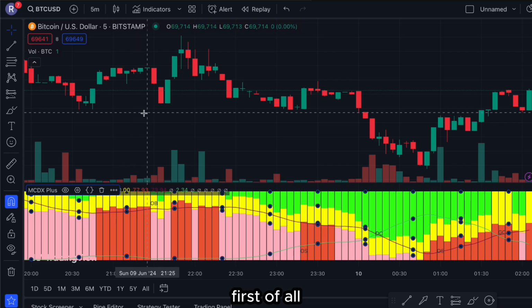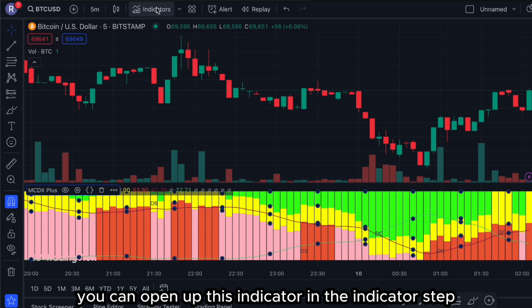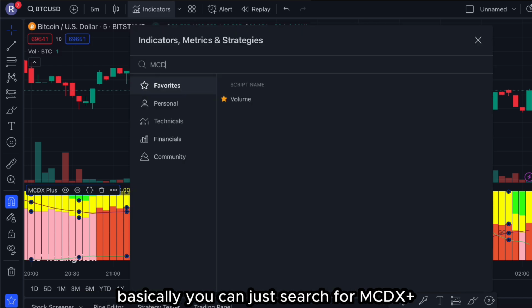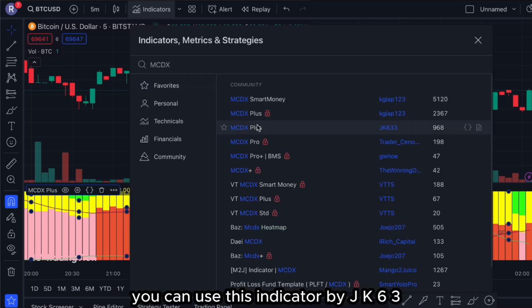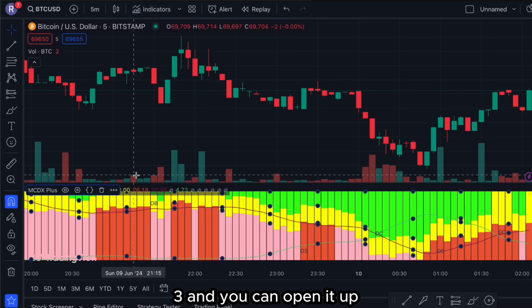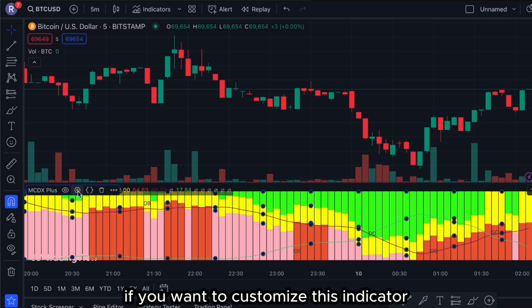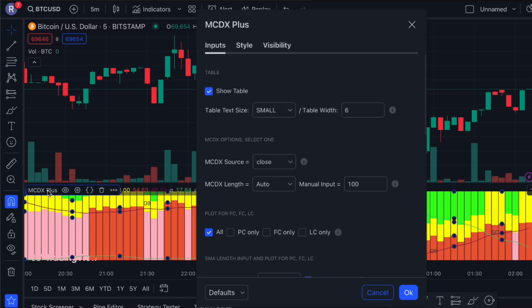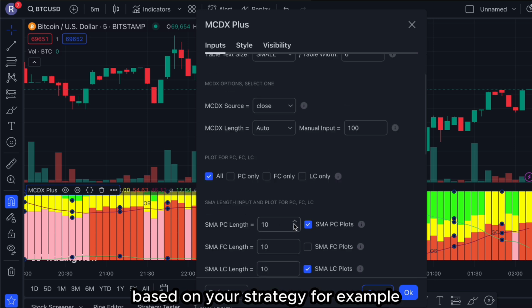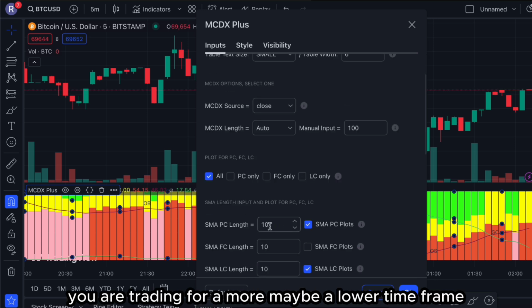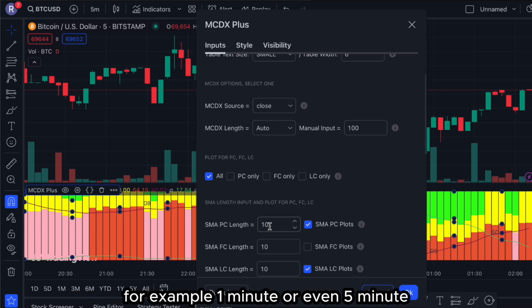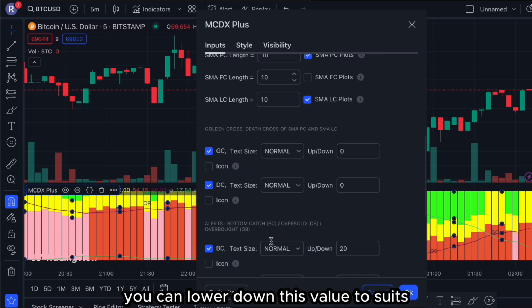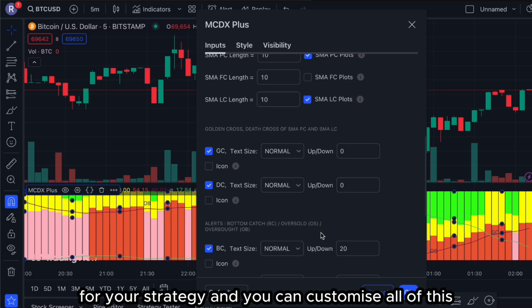So let's start. First of all, you can open this indicator in the indicators tab. Basically, you can just search for MCDX Plus, use the one by JK633 and open it up. If you want to customize this indicator, you can go to the settings tab and customize it based on your strategy. For example, if you are trading a lower time frame, such as 1 minute or even 5 minutes, you can lower this value to suit your strategy.